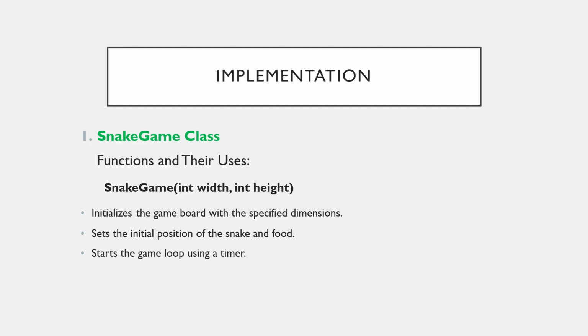First of all, we have to create the snake game class. The snake game class should have a constructor which takes width and height. What is the use of the snake game class? It initializes the game board with the specific dimensions, sets the initial position of the snake, and starts the game loop using a timer.